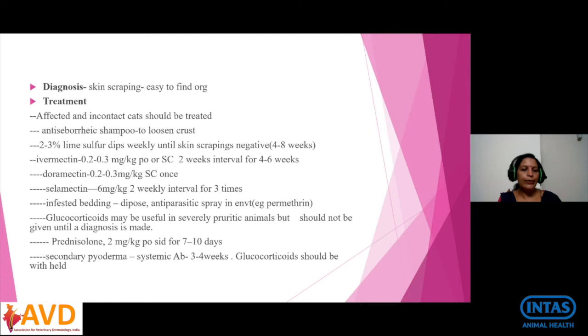Glucocorticoids can be used, just like in the case of canine scabies, along with the other drugs, and prednisolone has to be used at 2 mg per kg. In the case of dogs it is 1 mg per kg, and prednisolone in the case of cats is used at 2 mg per kg for 7 to 10 days. Secondary pyoderma has to be taken care of.